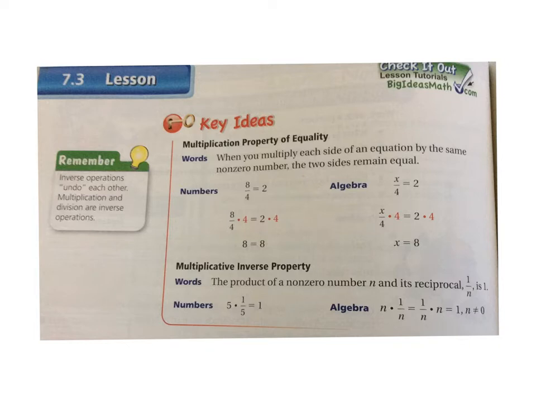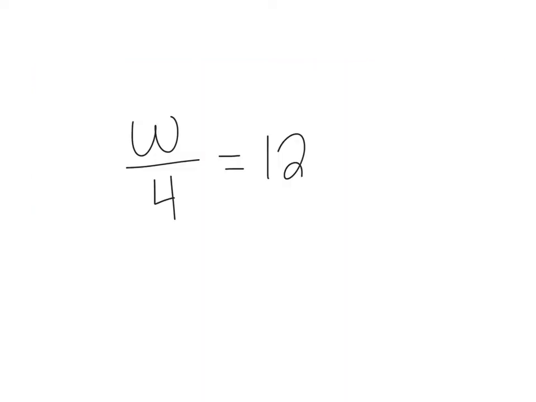Remember what we've talked about with inverse operations? Inverse operations undo each other. So multiplication and division are inverse operations. Let's go ahead and try an example together. The first example is solve w divided by 4 equals 12.